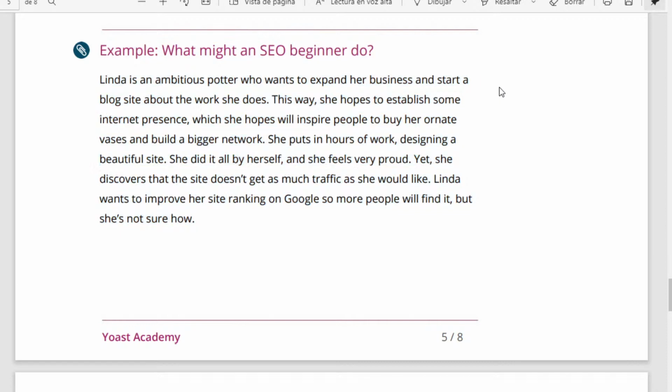Example: what might an SEO beginner do? Linda is an ambitious potter who wants to expand her business and start a blog site about the work she does. This way, she hopes to establish some internet presence, which she hopes will inspire people to buy her ornate vases and build a bigger network.